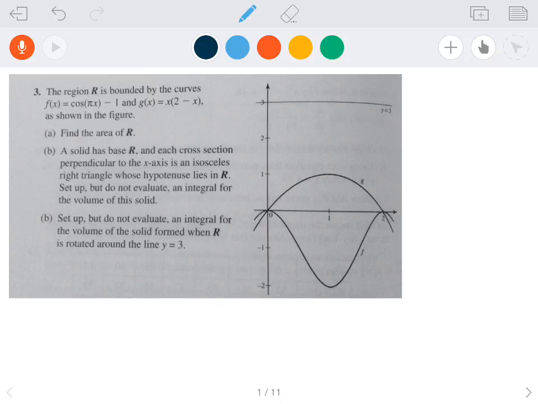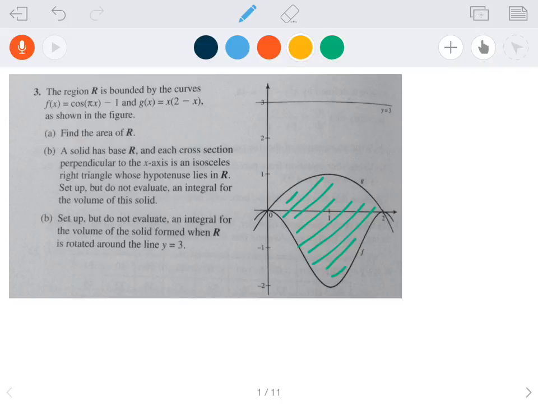First of all, you know it's high class when there's a typo. We go from A to B, but that's okay. We'll keep going anyway. Let's see what it says. The region R is bounded by the curves blah blah blah and blah blah blah as shown in the figure. So I'm looking at this region right here, and part A says find the area of R. These problems are the easiest ones.